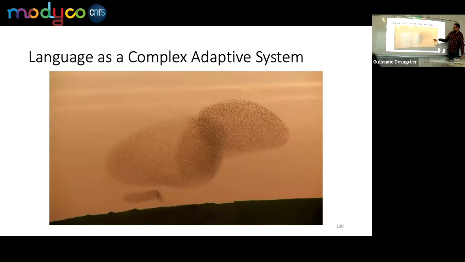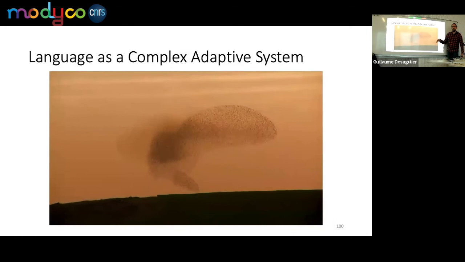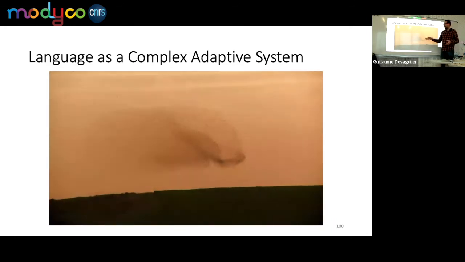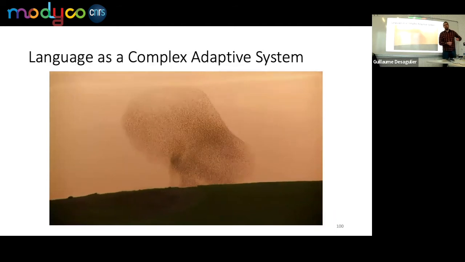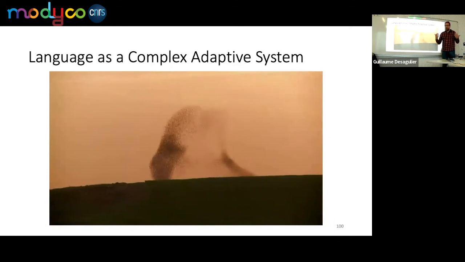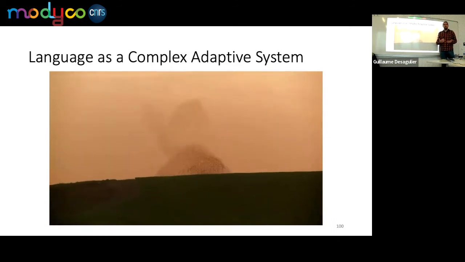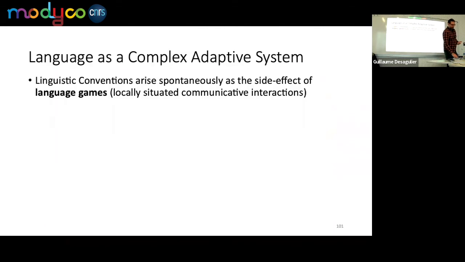And so what you see here, these are, I think, sparrows. And it's fantastic because it's self-organized. Self-organized means that there is no leader sparrow who says, now we fly left and now we fly right. These are split-second decisions, and all the shapes that you see are spontaneously formed. There's no central control. And our approach is basically the same: where do linguistic conventions come from?